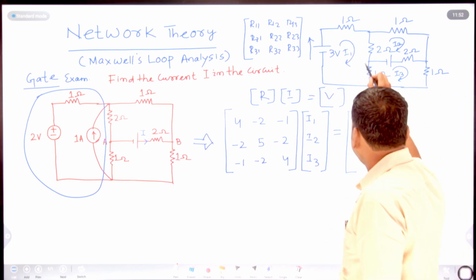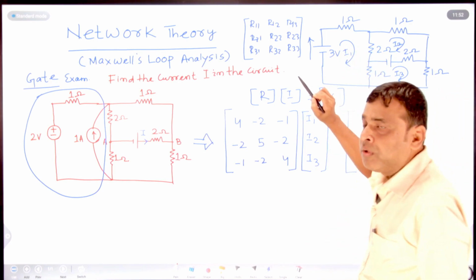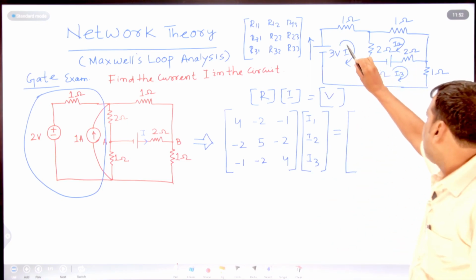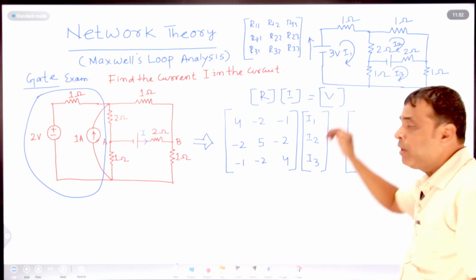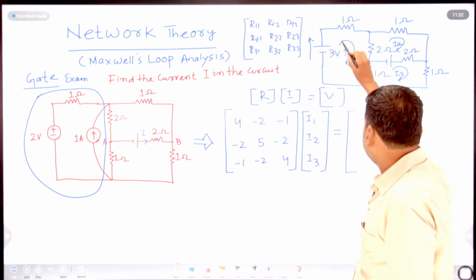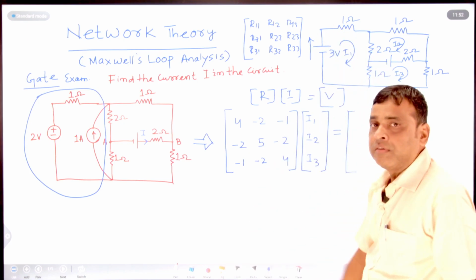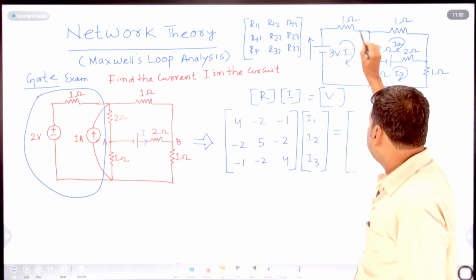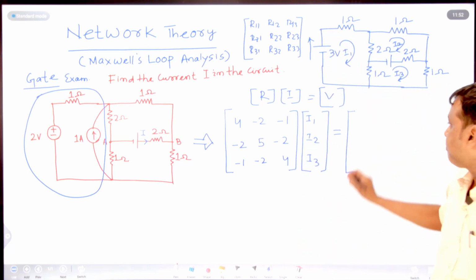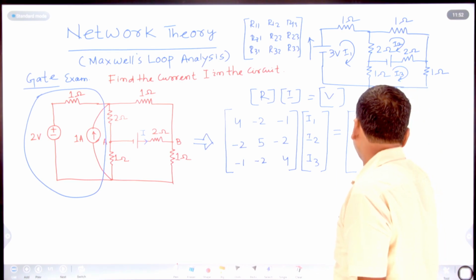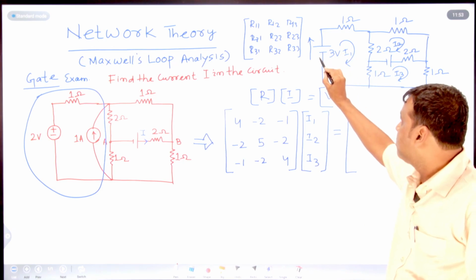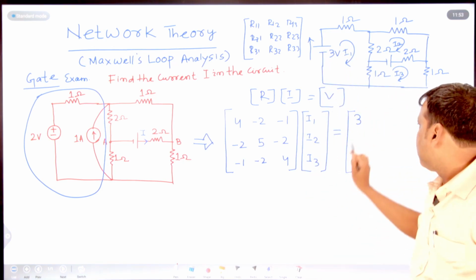I have already assumed that in all 3 loops the current flows in the clockwise direction. So the direction of current I1 is the same as this voltage direction, and the net voltage will be plus. In place of V1 I can write only 3 volt, because the direction of current I1 is the same as this voltage direction.